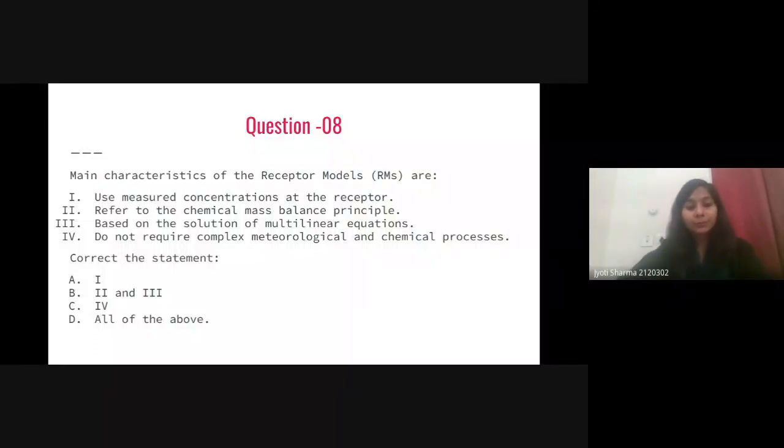Okay, so you have to tell me the main characteristic features of the receptor model. What is the use of the receptor model, how does it work? We have four options. The first is use measured concentration at the receptor. The second is refer to the chemical mass balance principle. The third is based on the solution of multilinear equations. The fourth is do not require complex meteorological and chemical processes. So what is true about the receptor model? You have to tell me. You can guess something.